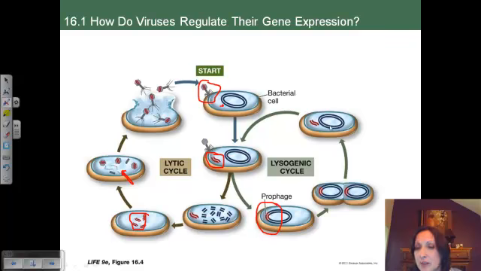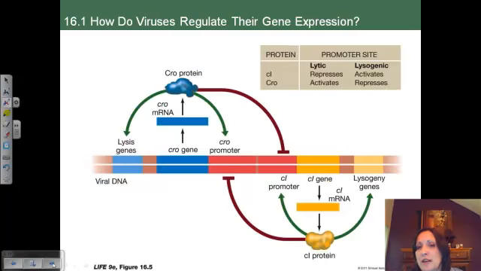Well, now at some point, if the cell's not doing well, not dividing rapidly enough or whatever, the virus can then excise itself out of the host's genome and then go on to enter the lytic cycle. So these are two pathways that some viruses are able to take. So a virus may enter the lytic cycle or may go into the lysogenic cycle for a period of time, and what determines that is actually proteins that will bind to the DNA and control which genes are going to be expressed.